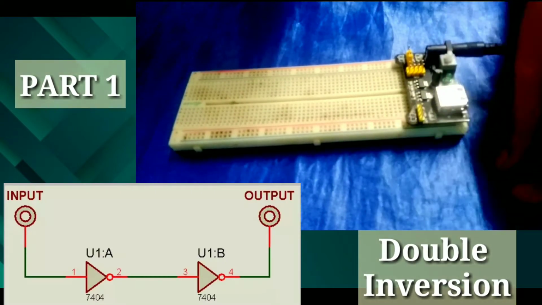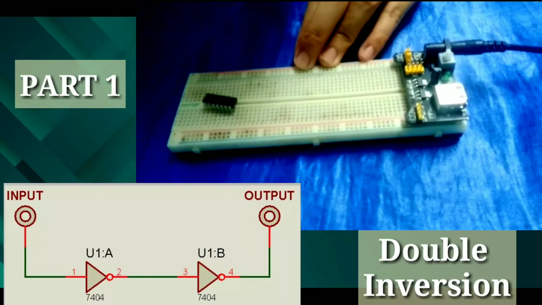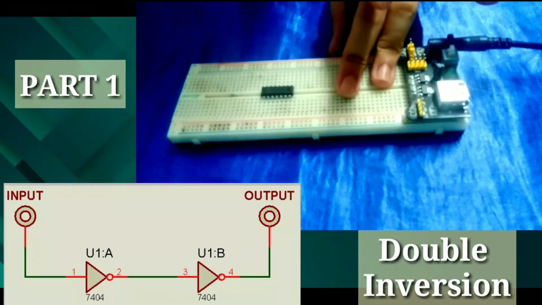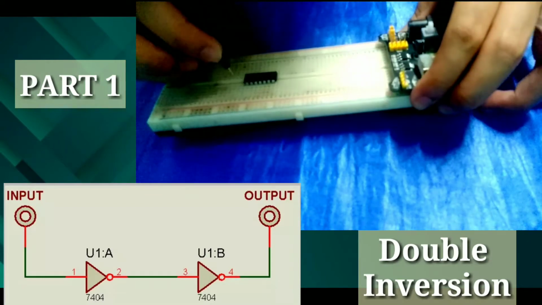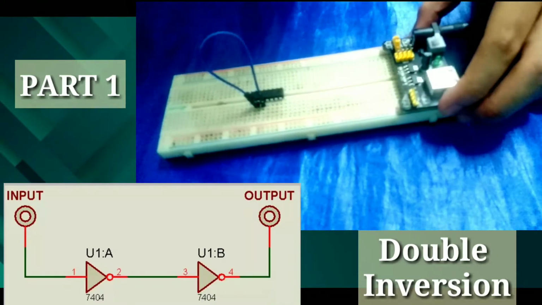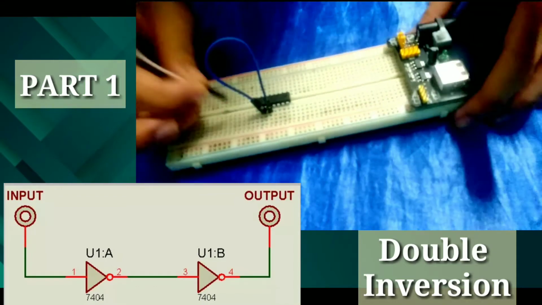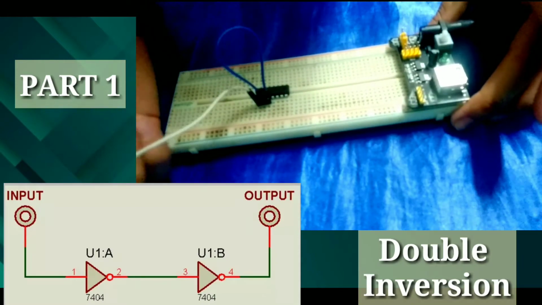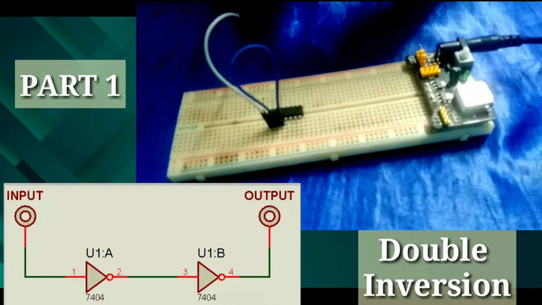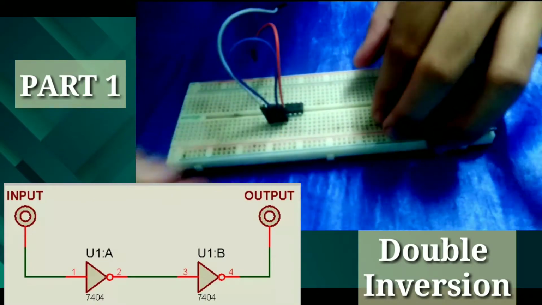For our part 1, the double inversion circuit, we will be needing a 7404 integrated circuit. As you connect the IC, don't forget the notch or the polarity of our IC. Pin number 2 of our IC is connected to pin number 3. Now, let us put our input A on our pin number 1. So, the white wire will be our input A, and our output will be on pin number 4 of our integrated circuit. This will be our output, the orange wire.